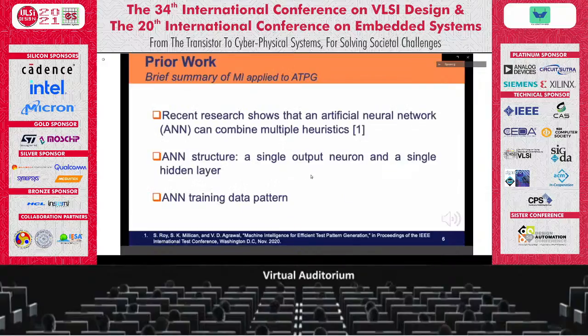Recently, International Test Conference ITC 2020 published our research work which shows that an artificial neural network, ANN, can combine multiple heuristics to guide an automatic test pattern generator, ATPG, with fewer backtracks than required by guidance from any single heuristic. We are going to reuse the same ANN structure that has a single output neuron and a single layer of hidden neurons, which is sufficient to accommodate the training data volume.